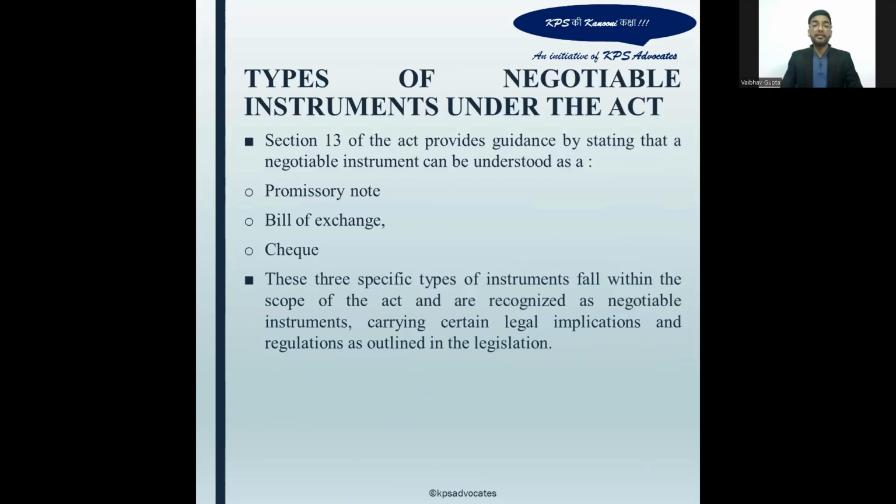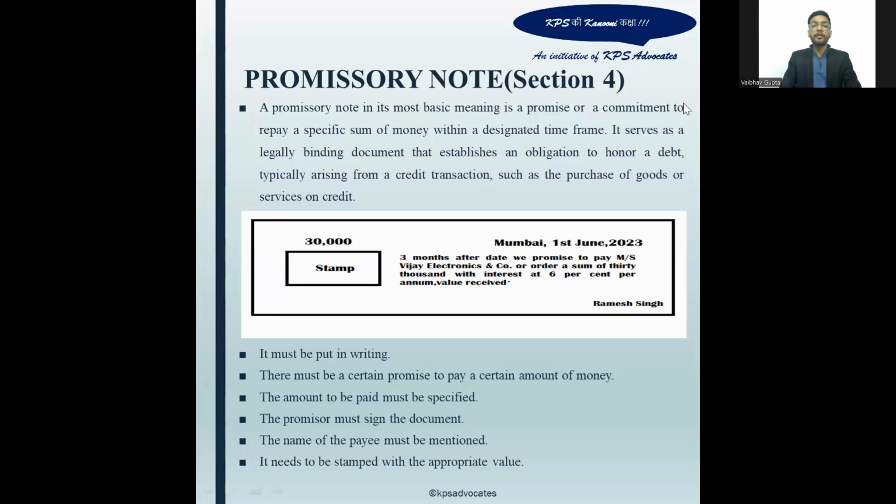As discussed earlier, there are three kinds of negotiable instruments under the Negotiable Instruments Act. Those are promissory note, bills of exchange, and check. Section 4 of the Negotiable Instruments Act defines promissory note. A promissory note is merely a written document which prescribes a promise of a person that a certain amount of money will be paid to the other party on a specific date or within a specific period of time.